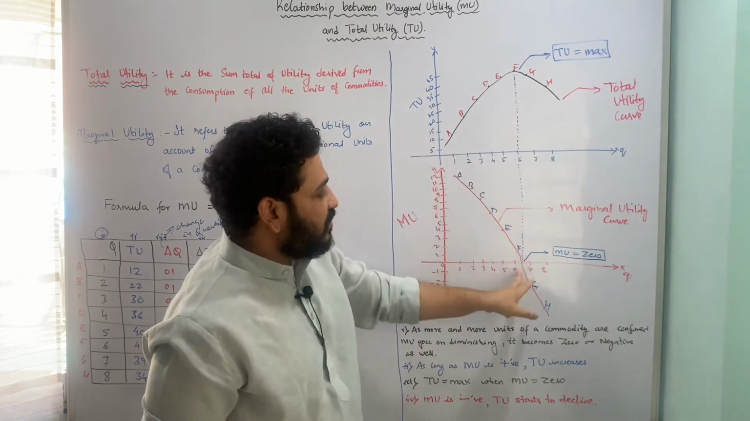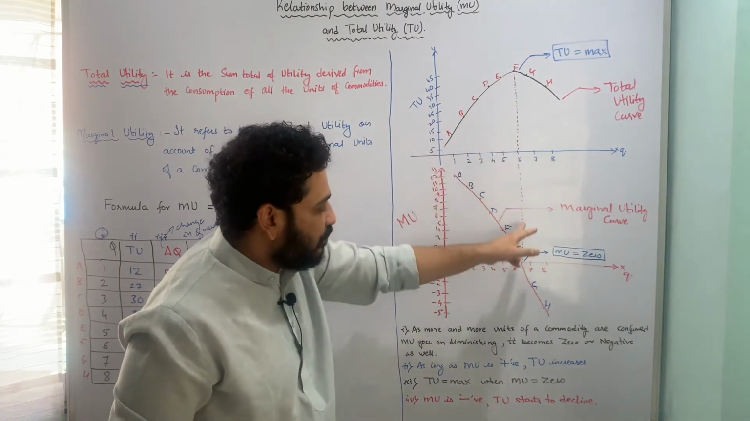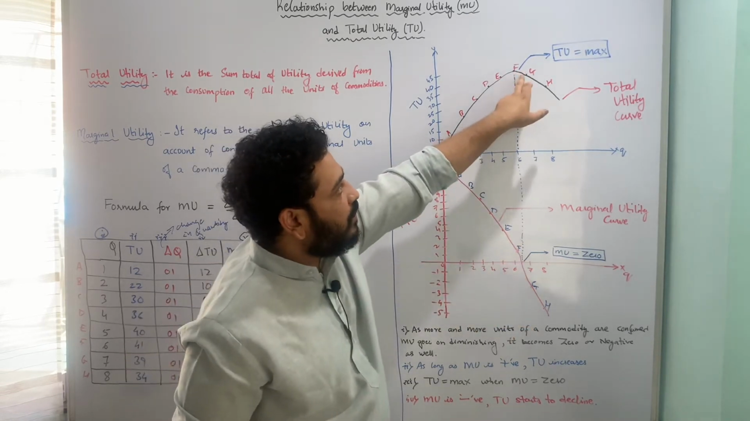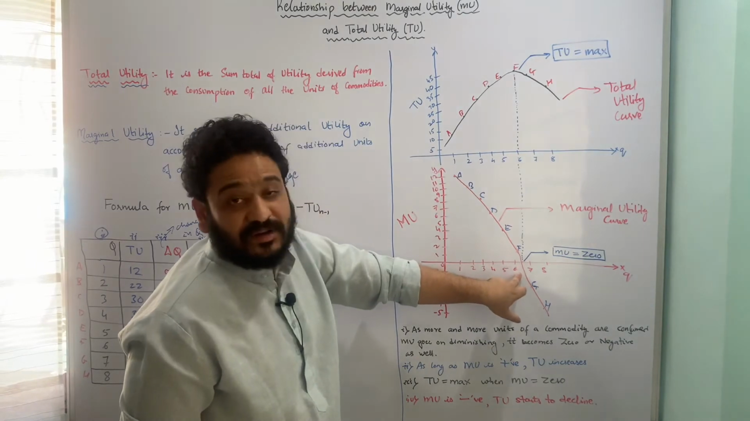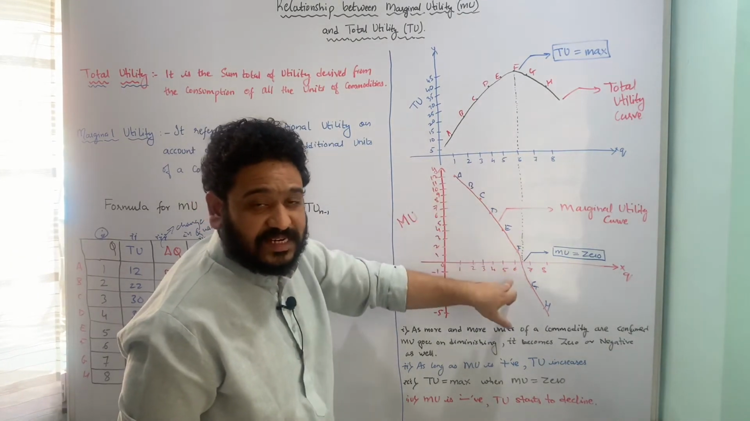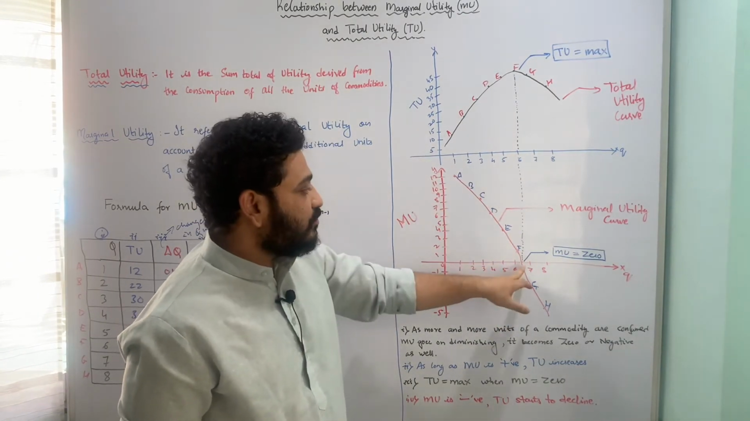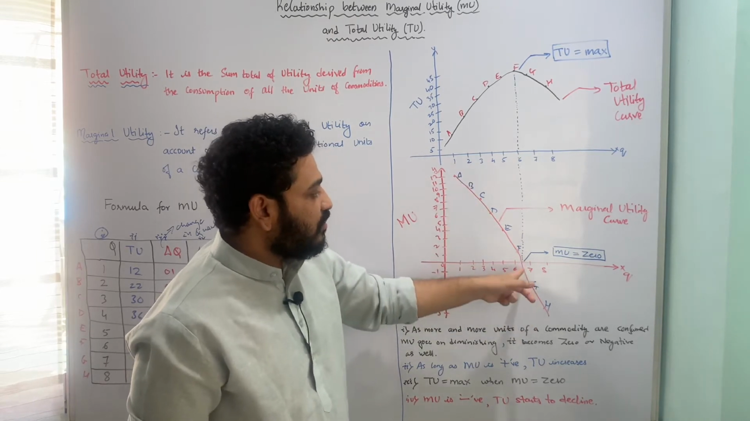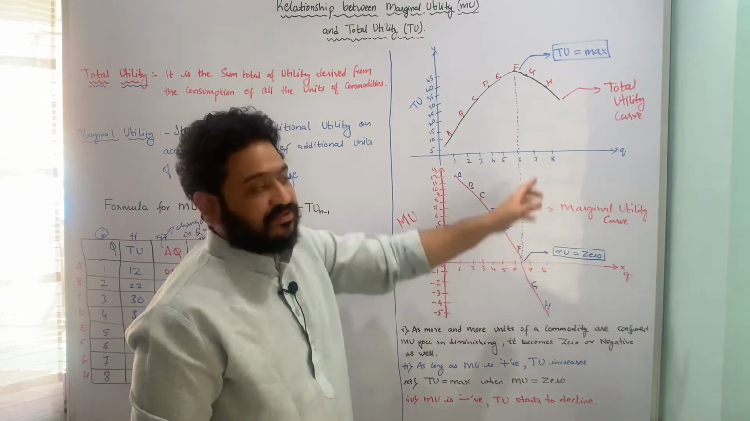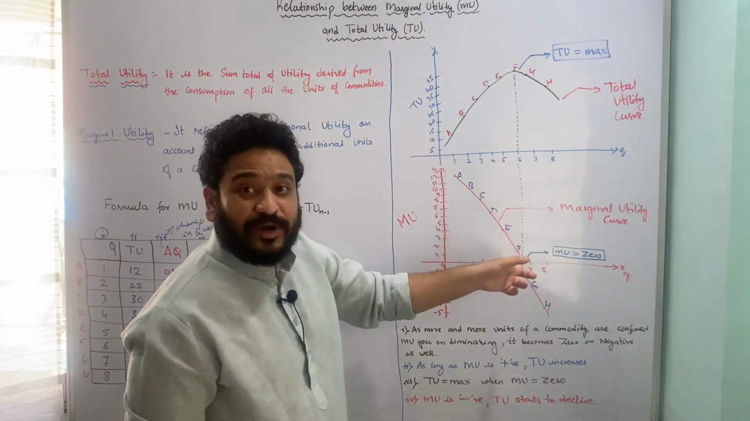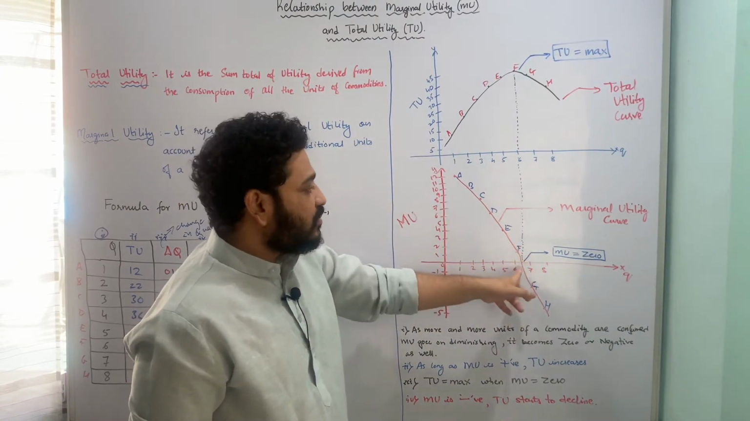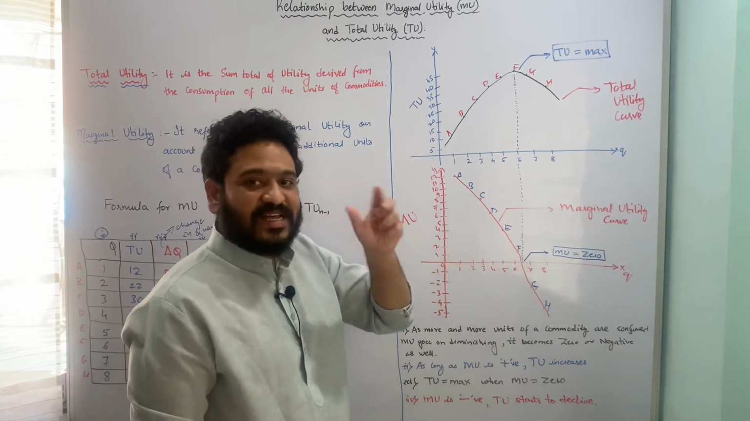So you can see that when you drop a perpendicular from the maximum point of total utility, or you allow it to intersect the x-axis of the marginal utility curve, you will see that the marginal utility curve and the perpendicular which you are dropping from the maximum point are intersecting at point O, or at the point on the x-axis. So the value of marginal utility at this point is 0.